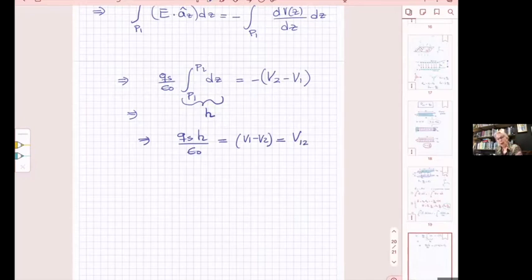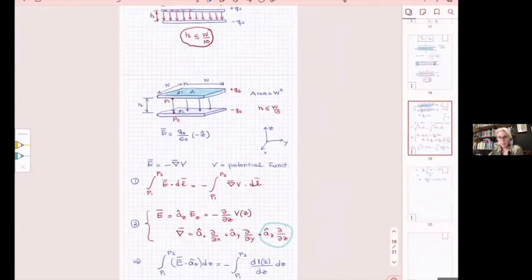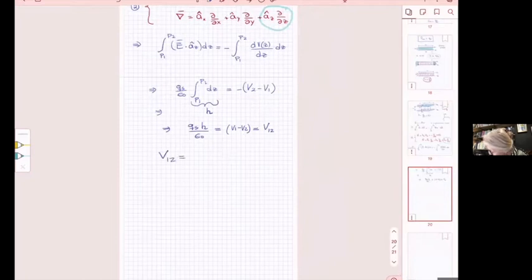So what is it that we found? We found that these two charged planes, which have a positive charge surface density and the same negative charge, same density, will have a voltage difference V12, which is equal to Q sub S H over epsilon naught. Very important. We call that the voltage of this parallel plate structure.